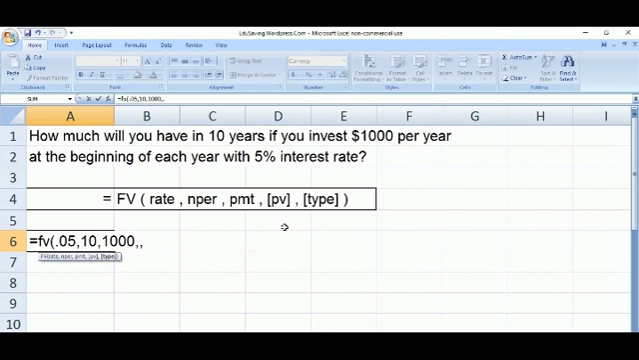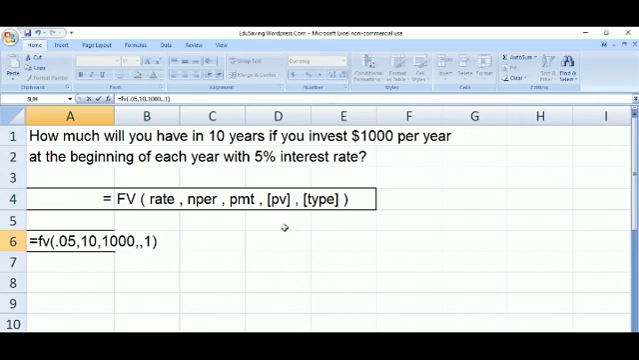So next, the type is where you tell the function whether it is going to be an annuity due or just an ordinary annuity. Here you have to put a 0 or a 1. 0 is for an ordinary annuity, and 1 is for annuity due. If you leave it blank, it is going to assume that the annuity is paid at the end of the period and therefore will be the same as 0. Well, in this case, it will be a 1, which tells the function that it is going to be an annuity due. Close parenthesis.